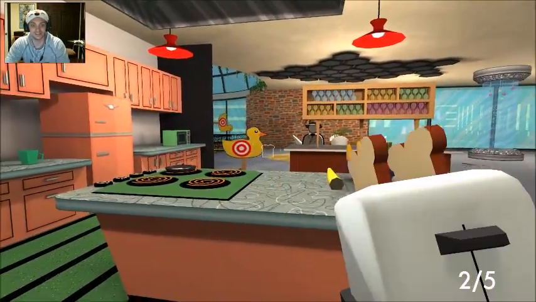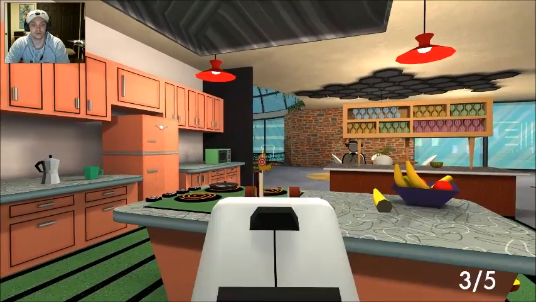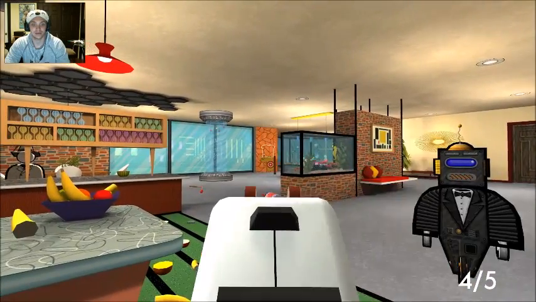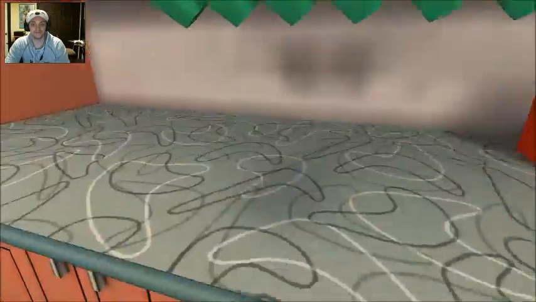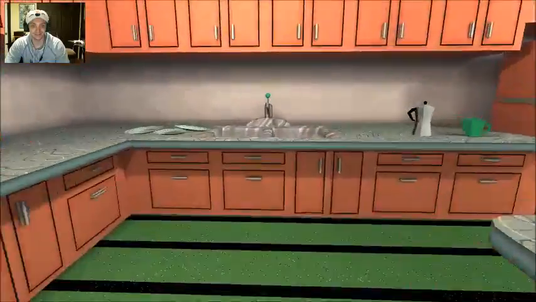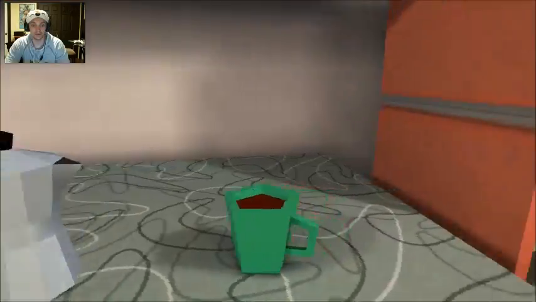I'm shooting ducks with toast. And that duck is apparently very hard to hit. There we go. And the toast flies up. Oh, it... What?! Apparently I can drink the coffee.